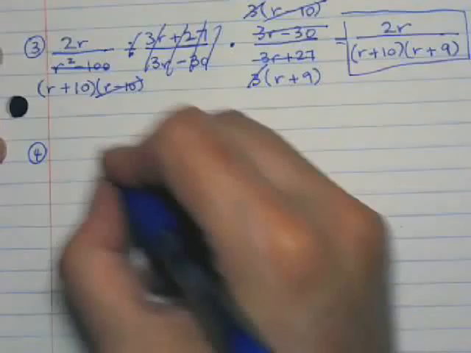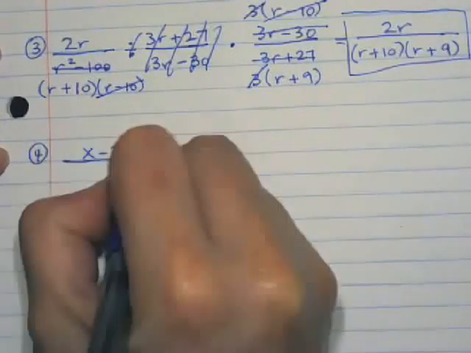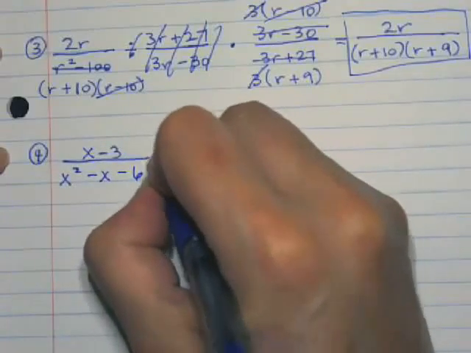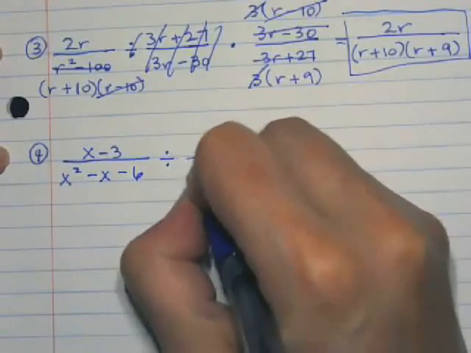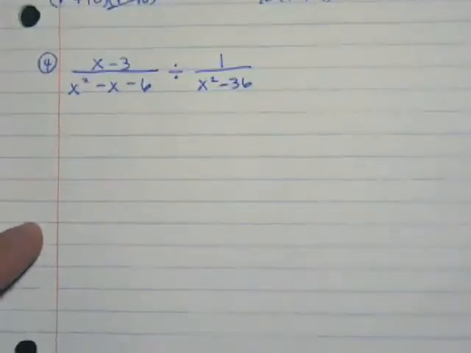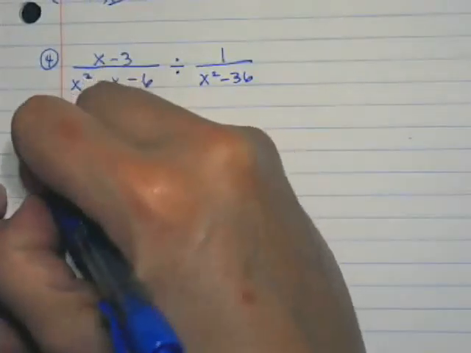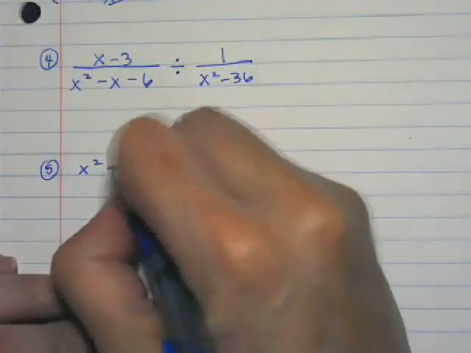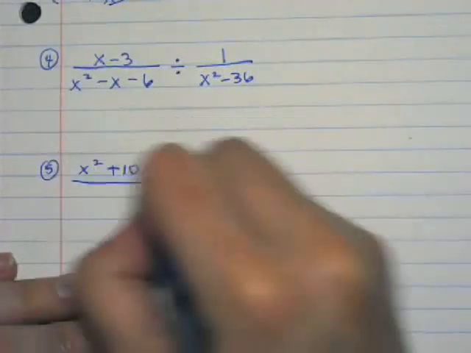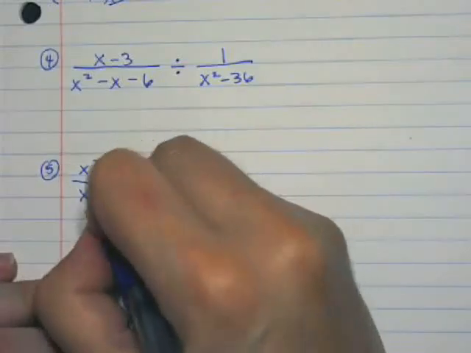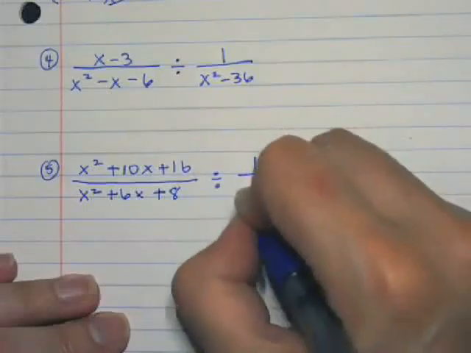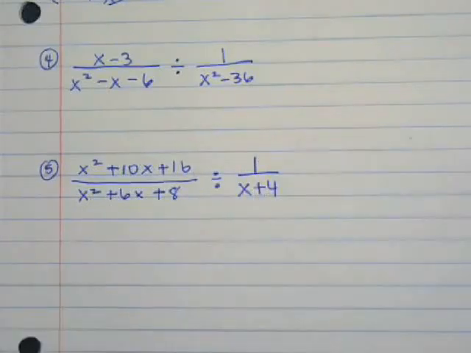Okay, so we have x minus 3 over x squared minus x minus 6 divided by 1 over x squared minus 36. Okay, so that's example 4 that you're going to work on your own. And then example 5 I'll put up here as well, so that you can get started on that when you get done with the first one. x squared plus 10x plus 16 over x squared plus 6x plus 8 divided by 1 over x plus 4. Okay, so these two problems are your responsibility to get done.